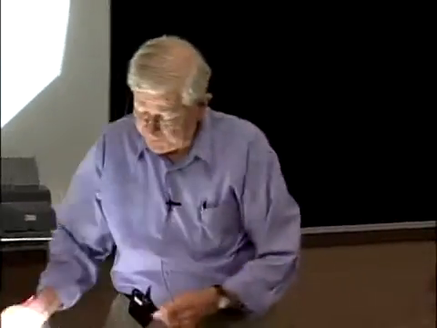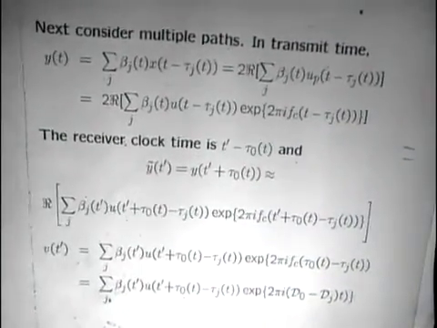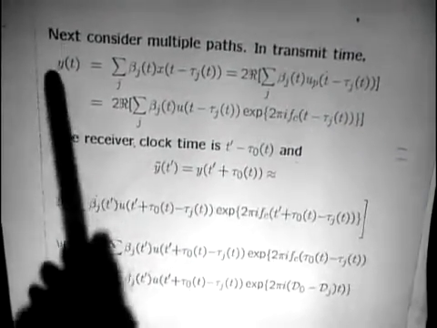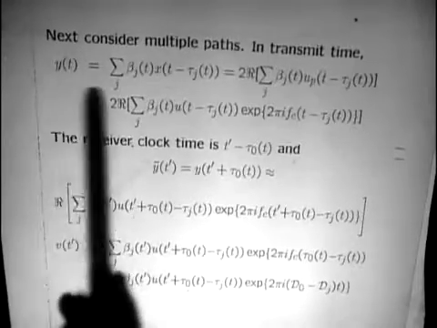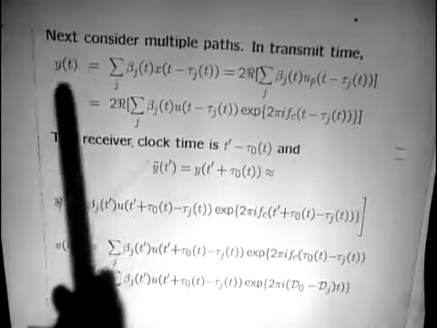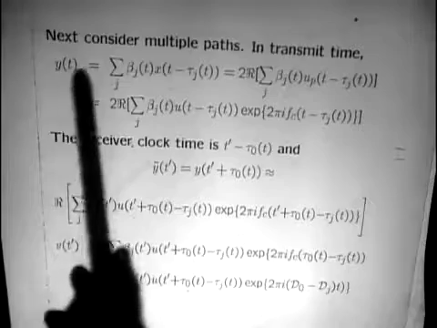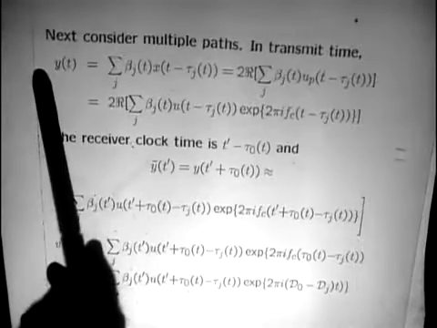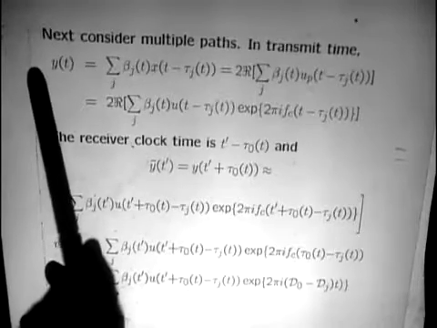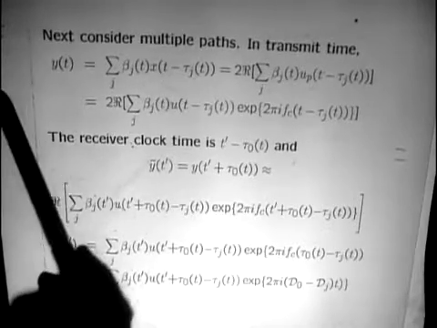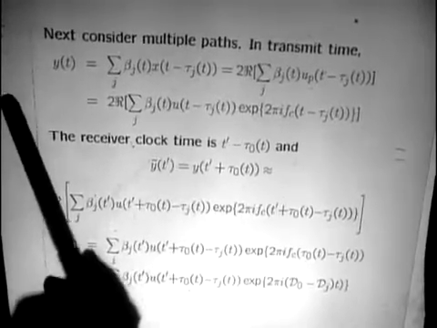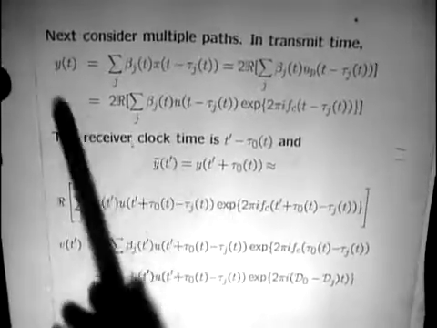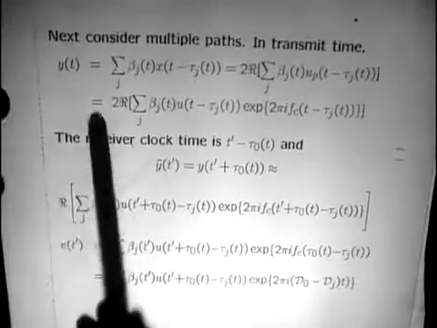Okay, so now it gets to be fun. We look at multiple paths. When you look at it in transmit time, what gets received at the receiver according to the transmit clock. So here we are at the transmitter, and we're peering out at what's going on at this distant receiver.